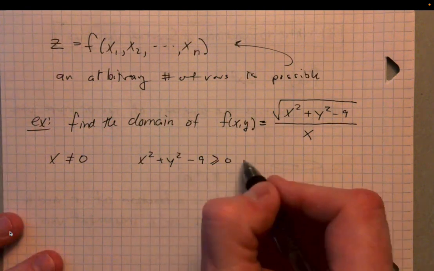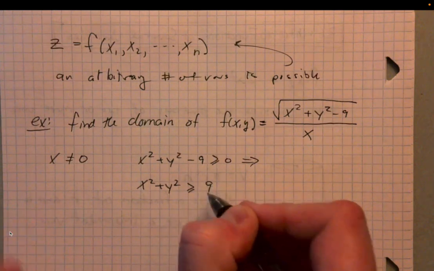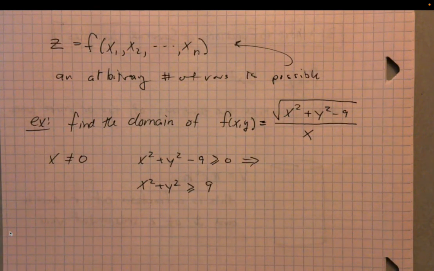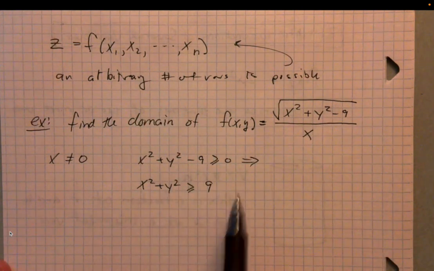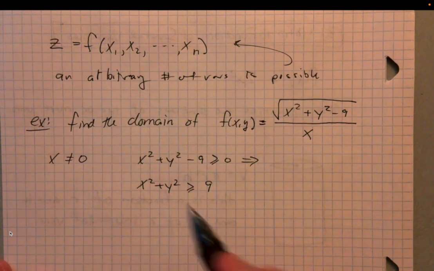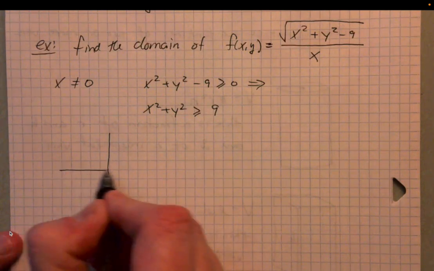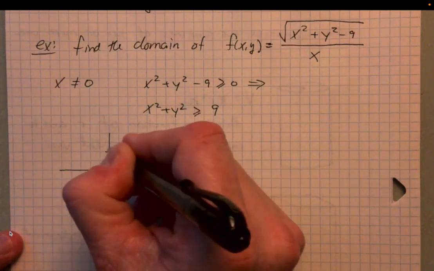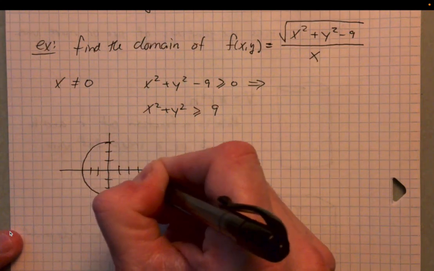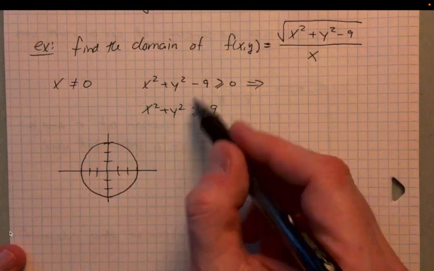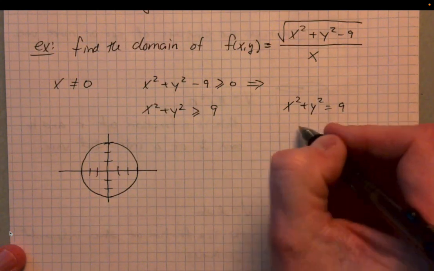Okay, and so what that basically means is that x squared plus y squared needs to be greater than or equal to 9, right? And if you look at this, you can see that this is indicating a circle, a circular region. Okay, and so I'm just going to draw this here, 1, 2, 3 on each axis, and this is going to be a circle with radius 3. So x squared plus y squared equals 9 is a circle with radius 3.